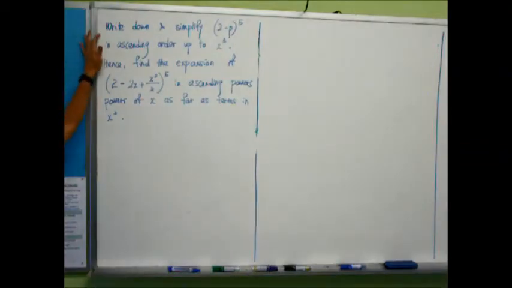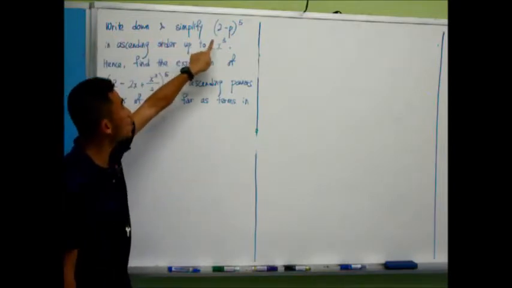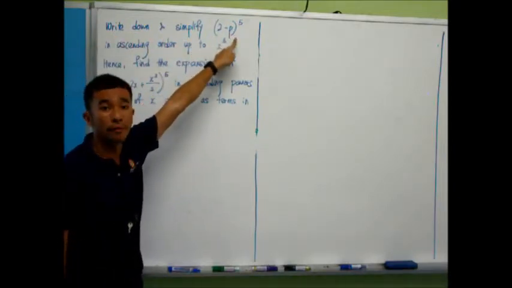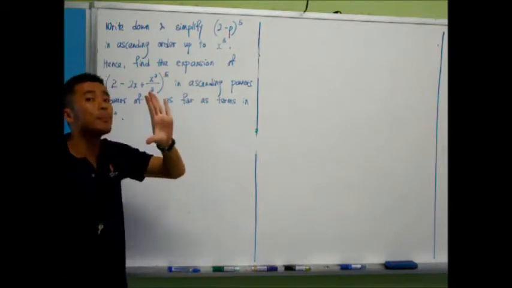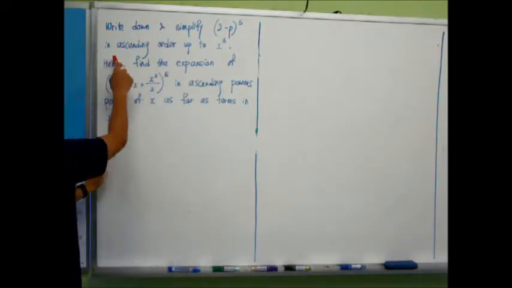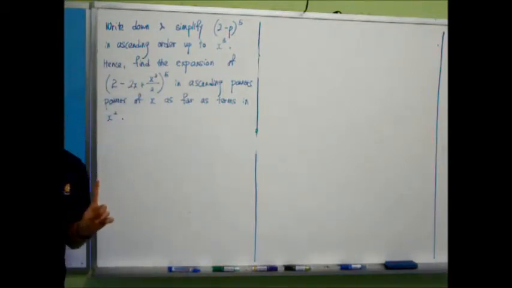Everyone, take a look at this question. This will be our last example on binomial expansion, and it's an application question. Okay, write down and simplify (2 minus p) to the power of 5. This one, everybody is able to do, in ascending order up to x cubed.